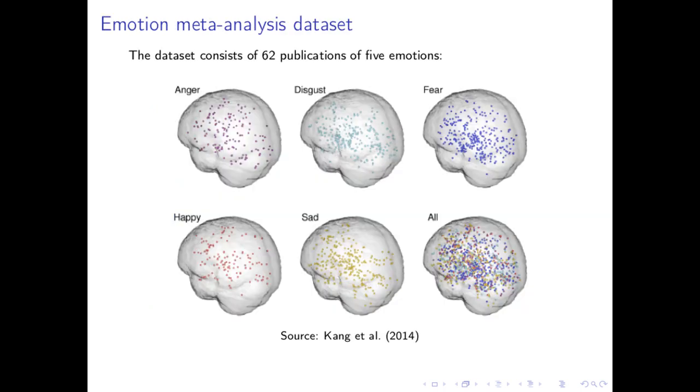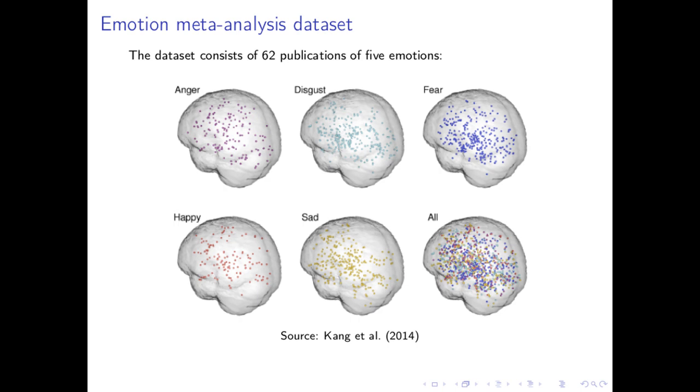So let's see how this performs on our application. The application that we used in the paper was a meta-analysis data set of emotions. So we collected 62 publications on 5 emotions that you see here. And these are all the foci for different emotions.